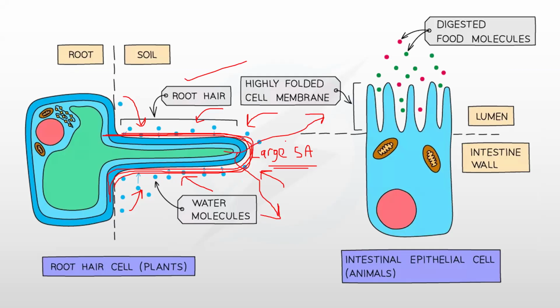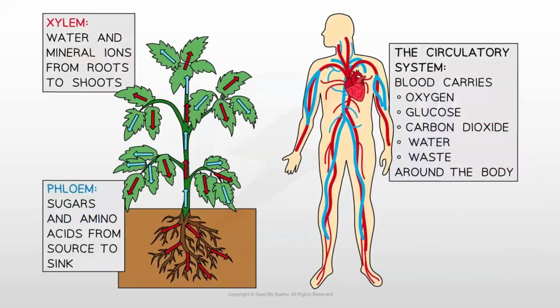Then we have the intestinal wall villi as well, which have so many foldings that they increase the surface area for absorption. Xylem in plants is for the transport of water and mineral ions from roots to shoots, whereas phloem is there for the sugars and amino acids from the source to the sink as well.